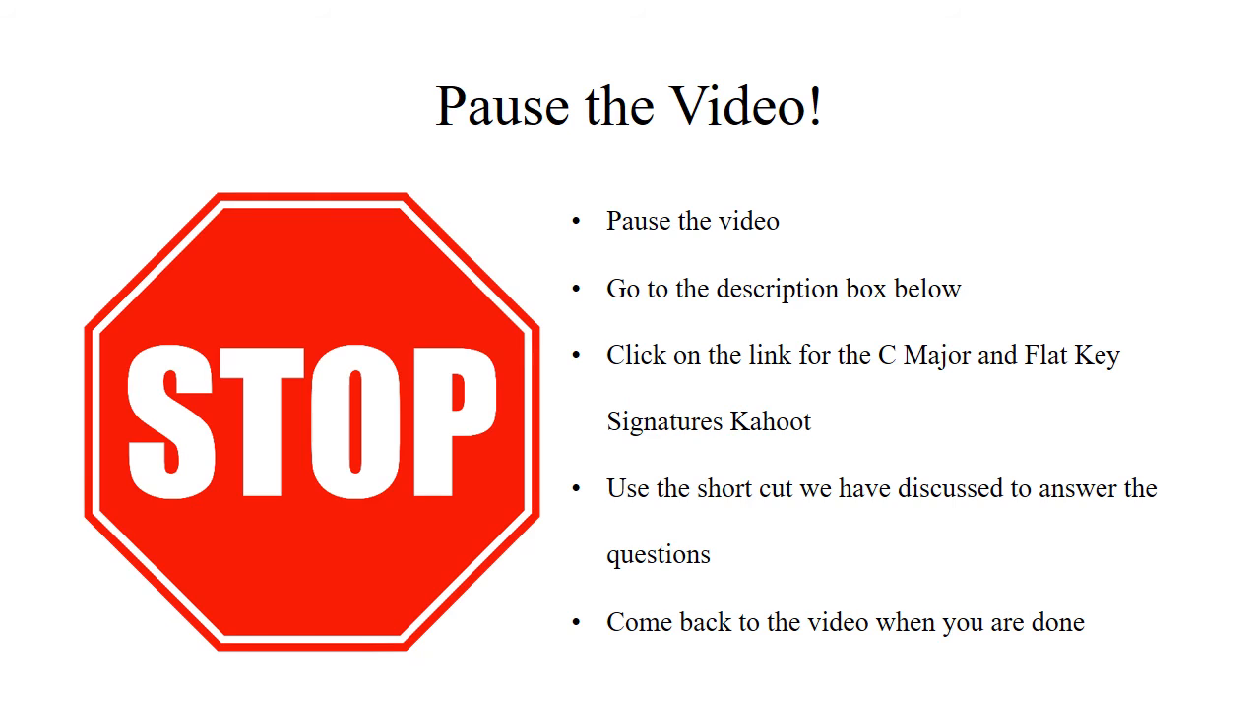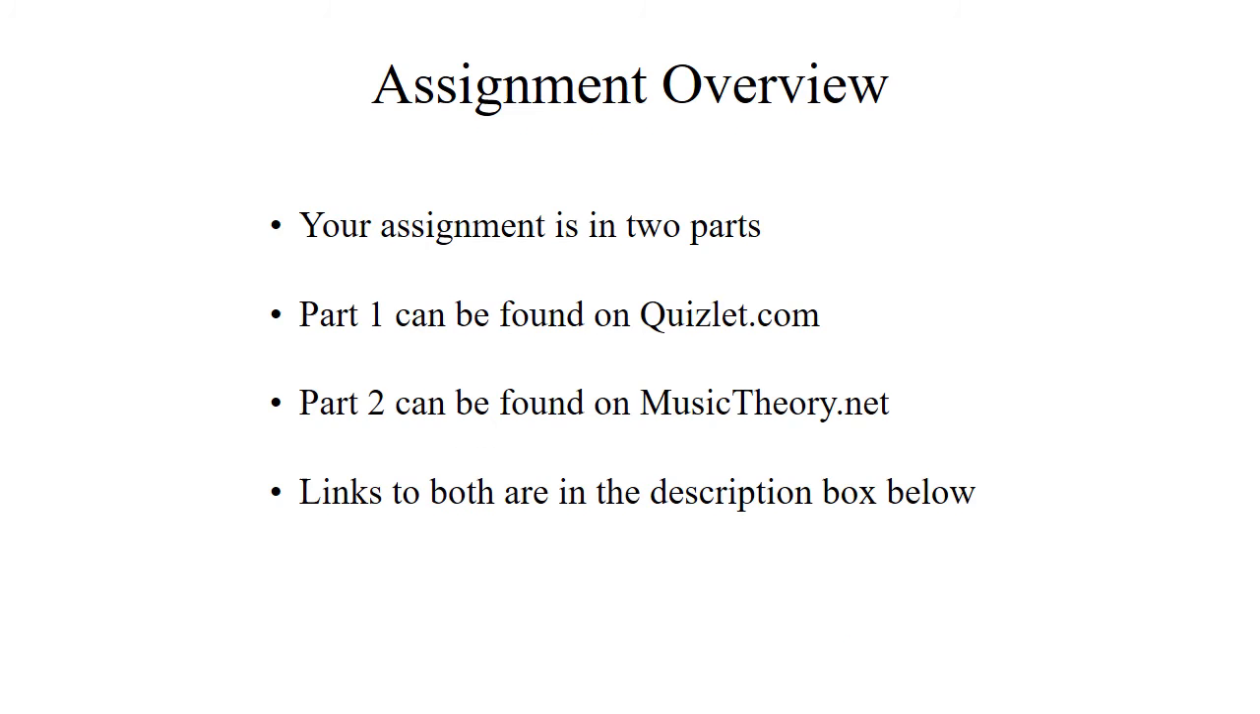Okay, I'm going to ask you to pause the video in just a second. So first, go to the description box below and find the link for the C major and flat key signatures Kahoot. Make sure that it's the C major and flat key signatures one, not the sharp key signatures, okay? Use the shortcut that we've just discussed to answer the questions. And then once you've answered all your questions, come back to the video and we're going to go over your assignment. Okay, so now that you're finished up with your Kahoot, let's talk about your assignment.